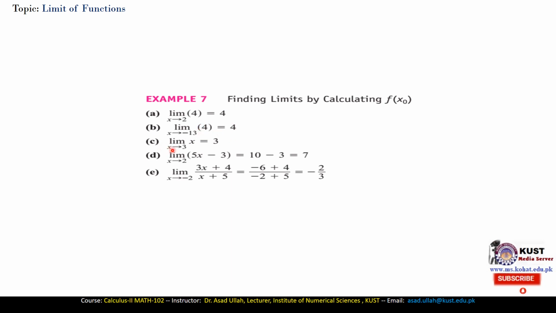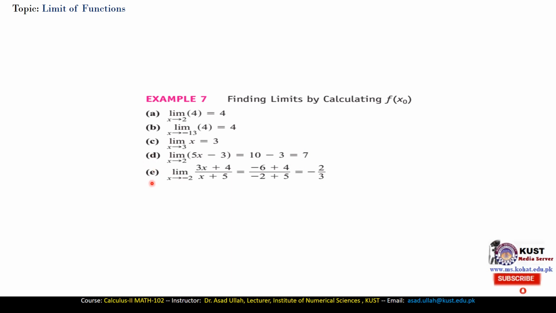In part C, when x tends to 3, the identity function x has limit equal to 3. So we can directly use this point x = 3 and we get the function value equal to 3. That is, using the direct substitution property, we get the limiting value equal to 3. Now here again we have a polynomial, 5x − 3. Using x = 2 directly, 5 times 2 we get 10, and 10 − 3 is equal to 7. So this is the limit of part D.